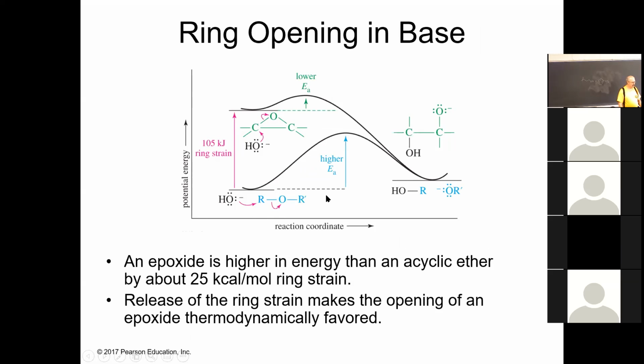For most ethers, this base-catalyzed ring opening doesn't happen, because the activation energy is too high. The leaving group base is usually stronger than hydroxide, so that doesn't make it favorable either. With epoxides, you have ring strain, and so that favors attack and ring opening, and the reaction is exothermic.